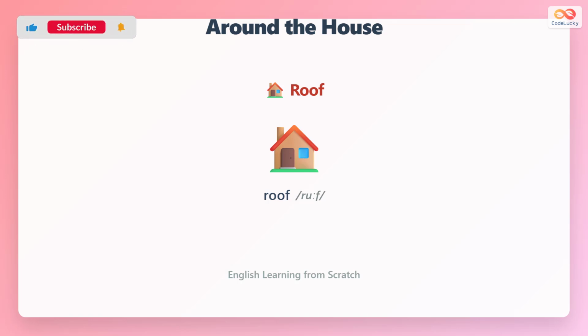Roof sounds like roof. The roof is the top cover of the house outside. Roofs protect the house from rain, sun, and wind.